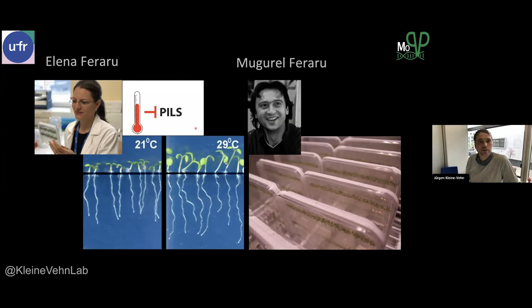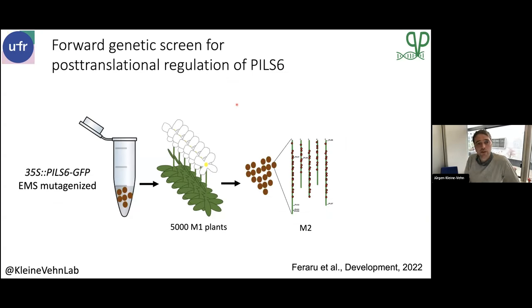So she figured that the response depends on the PILS, but she didn't know how the PILS turnover was controlled. And as we had no indication, she teamed up with her husband, with Mugo, because Mugo really likes high throughput, and he is a big fan of forward genetics. So they started this forward genetic approach, initially aiming to identify factors that control the turnover of the PILS protein. To do so, they mutagenized these lines that I just introduced before, using the constitutive promoter to be sure that they just look at protein responses.